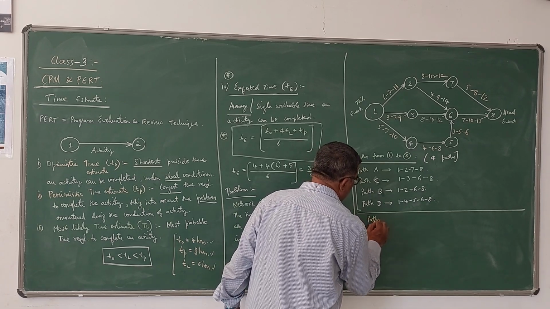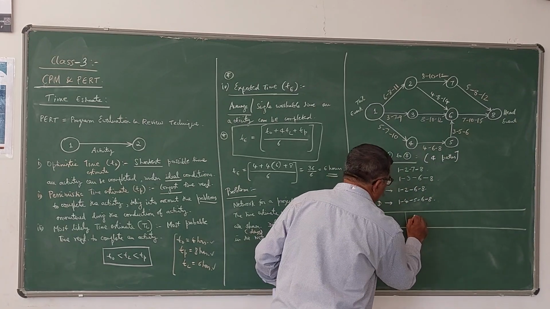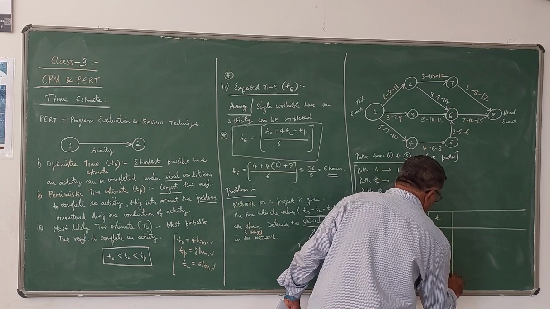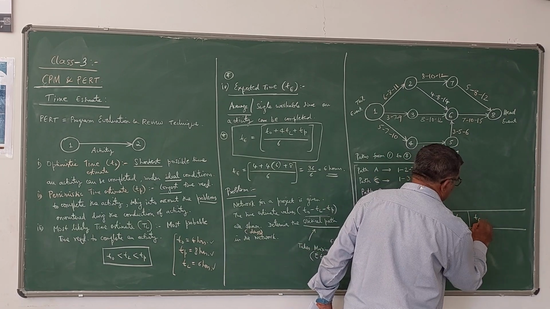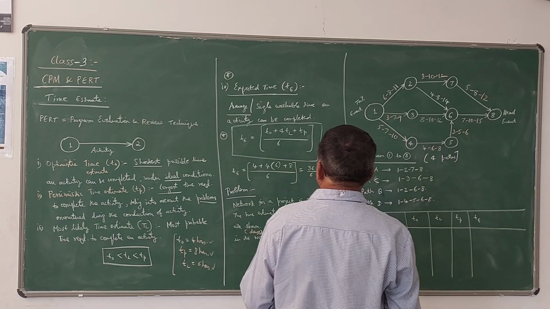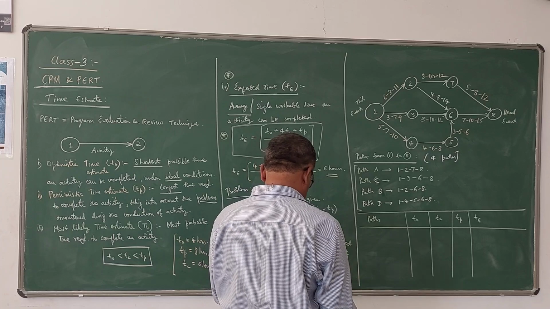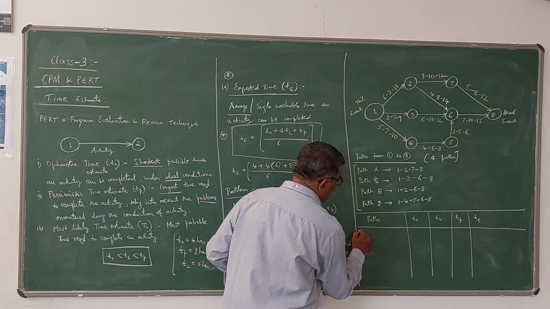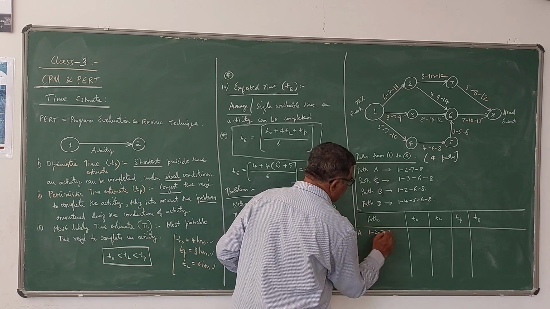Paths. First column is paths. Second column T naught. Third column TL. Fourth column TP. Fifth column TE, that is the expected time. Now here, the first path is 1, 2, 7, 8. This is path A.